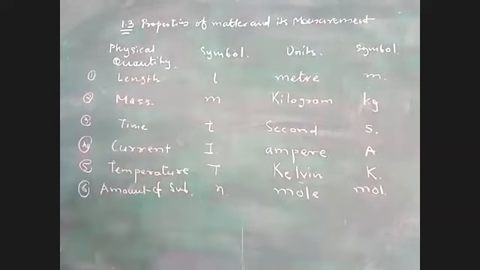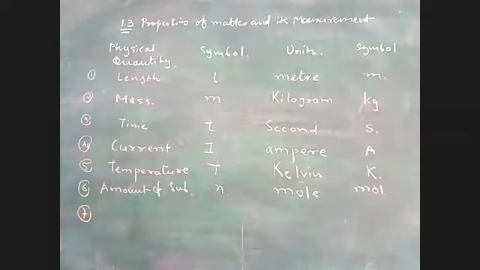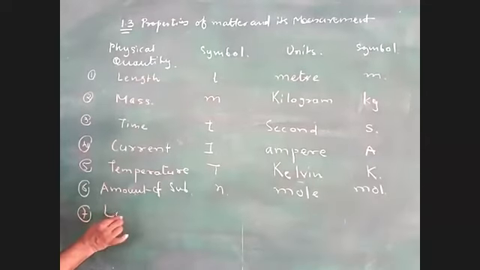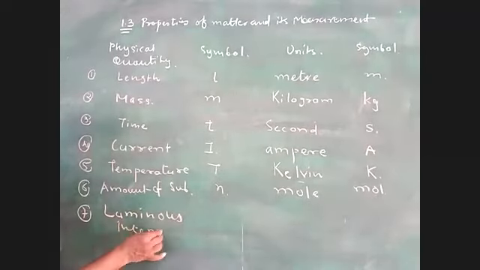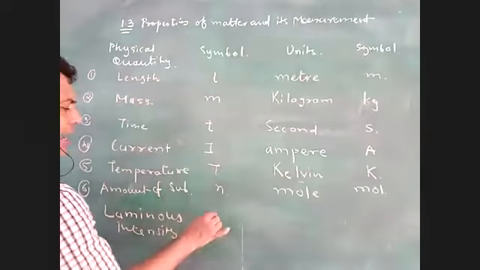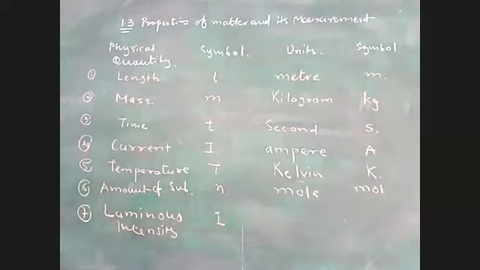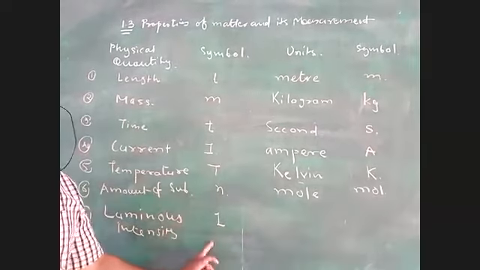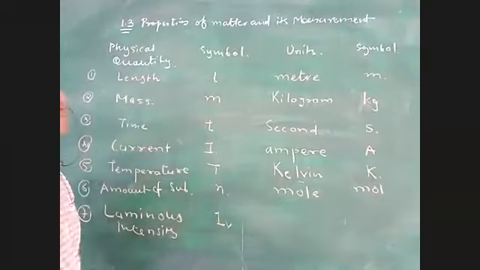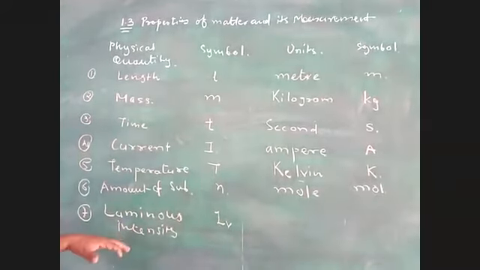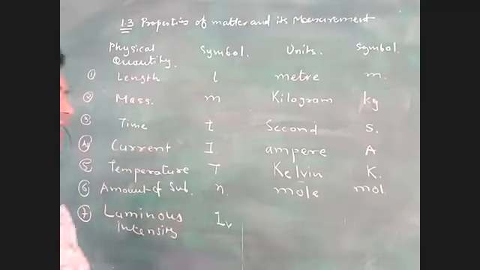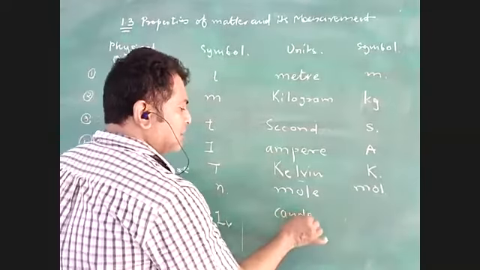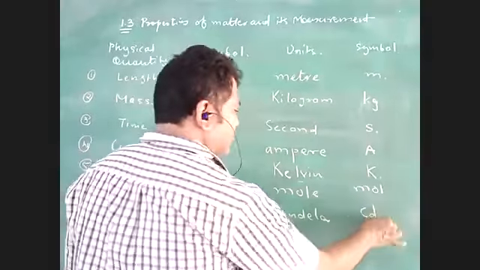The last one is luminous intensity. Luminous means light, and how much intensity the light comes with is what is important. So luminous intensity means power. Here I is there, but I is already used for current, so we have to change it. We put a subscript V, so Iv is the symbol for luminous intensity. Its unit is candela. In short form it is known as cd.